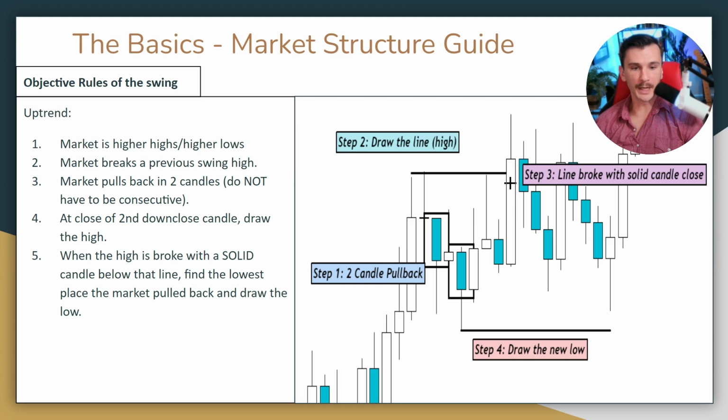Then the market breaks that high with a solid candle close. That's step 3. Notice that the body of the candle has confidently broke above that level, and that gives me step 4. I now can draw my low, confirming that we are still in an uptrend.